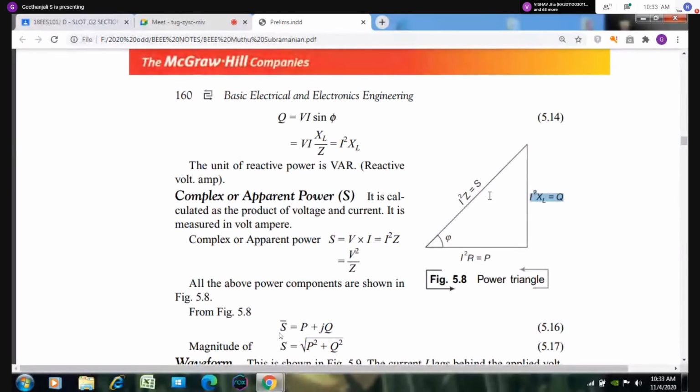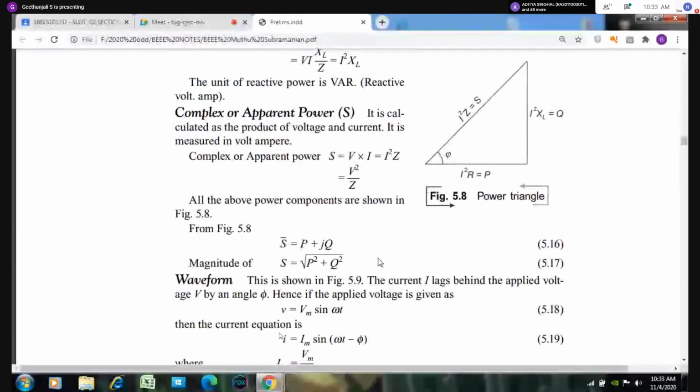From the three expressions of P, Q, S, we can form the power triangle. The apparent power is the product of the voltage and current. The unit for the real power is watts, the unit for the reactive power is VAR, and the unit for the apparent power is volt ampere. S is equal to V into I, and since V is equal to I Z, the expression for S is equal to V square by Z.